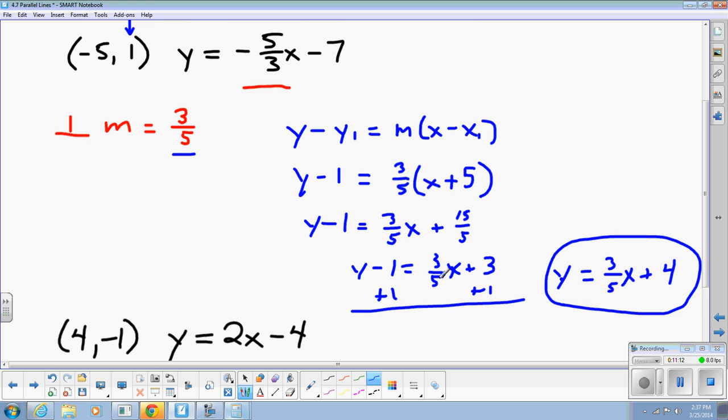A lot of steps. But notice now I have a slope-intercept equation. The perpendicular slope would be, instead of a negative, a positive. The numbers are flipped. And I have used the point slope formula to find my slope-intercept form of the new equation. Lots of steps. Take your time.